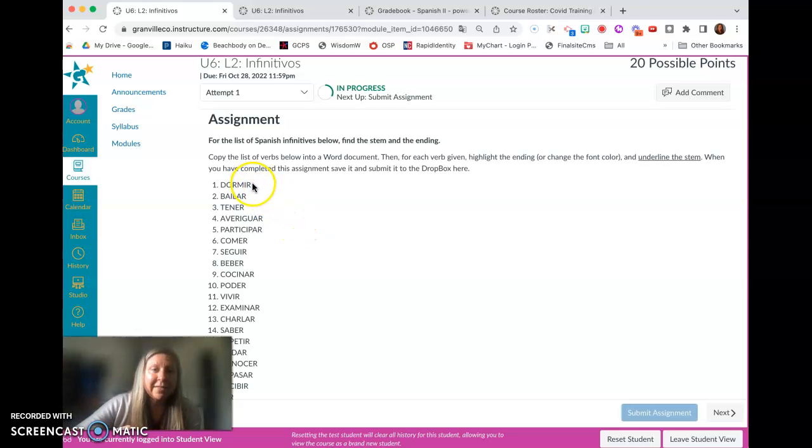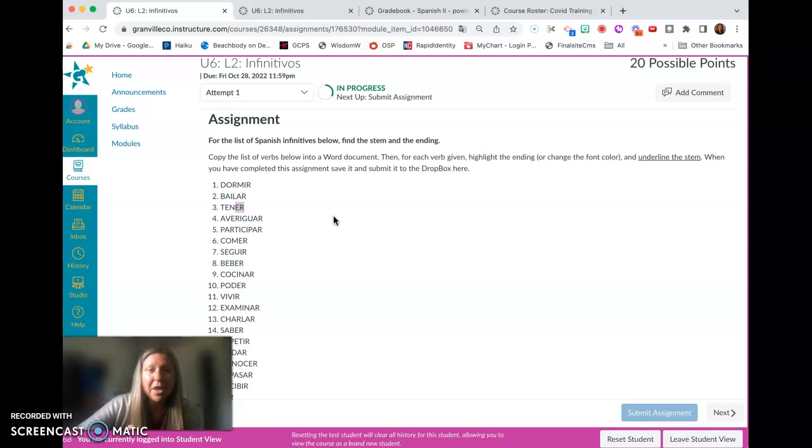So what that means is if I have the verb dormir, I can highlight the IR and underline the root or the stem, which is D-O-R-M, dorm. For bailar, I can highlight the AR, and then the stem or the root is B-A-I-L, bail. For tener, I can highlight the ER, and then what's left is T-E-N, ten.